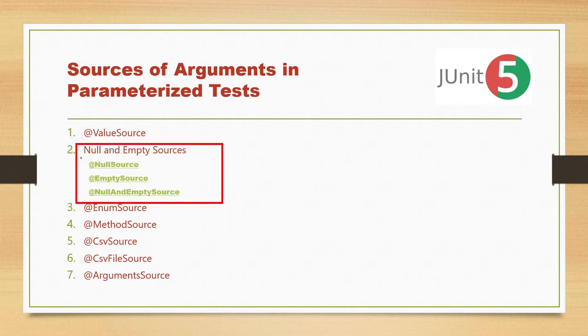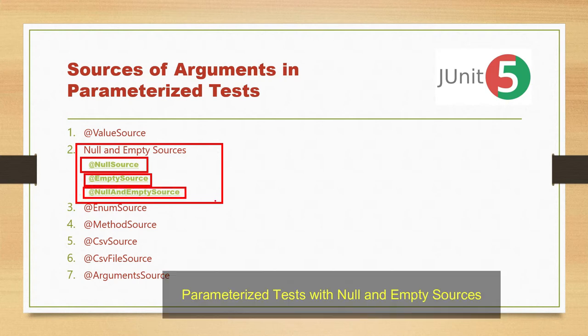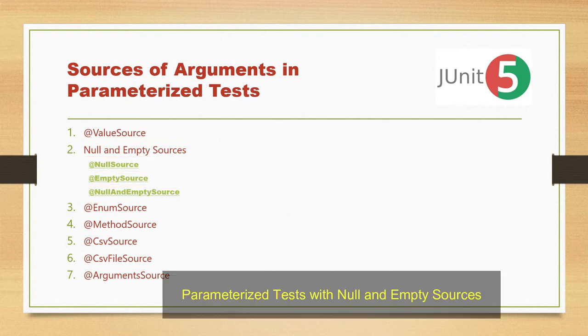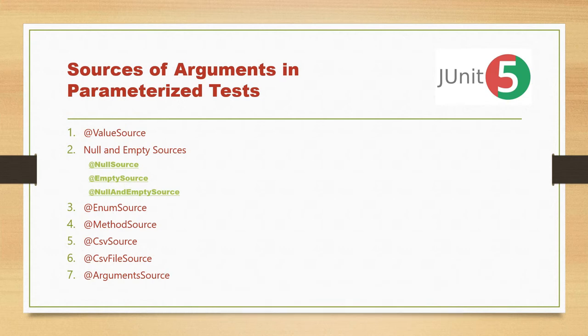can supply not just a null source, but an empty source, as well as a null and empty source, as a source of arguments. So why do we need these annotations? Well, in order to check corner cases and verify proper behavior of our software when it is supplied a bad input, it can be useful to have null and empty values supplied to our parameterized test, right?